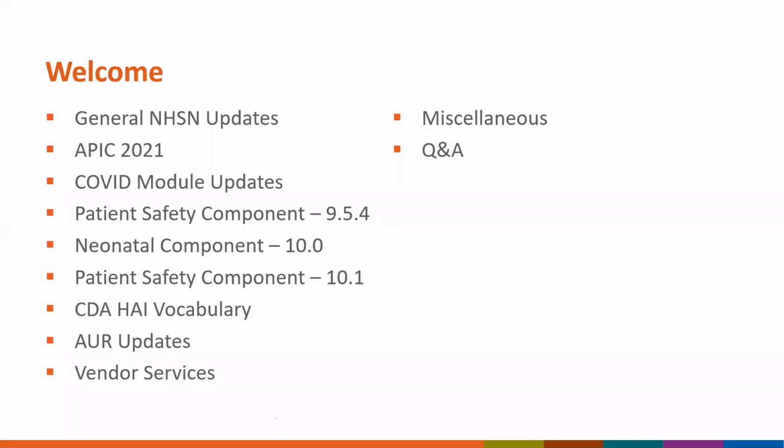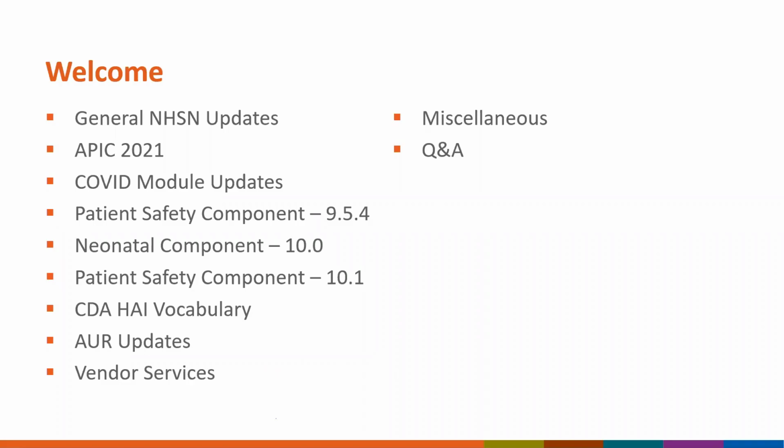And then we'll also talk about upcoming releases: patient safety component, neonatal component, and a new component that are forthcoming. We'll discuss some transitions in CDA HAI vocabulary provisioning, where we're moving to an NLM resource called the Value Set Authority Center, or VSAC. We'll do some antimicrobial use and resistance updates, as well as some updates about additional vendor services, and then finish up with some miscellany and then opportunities for Q&A.